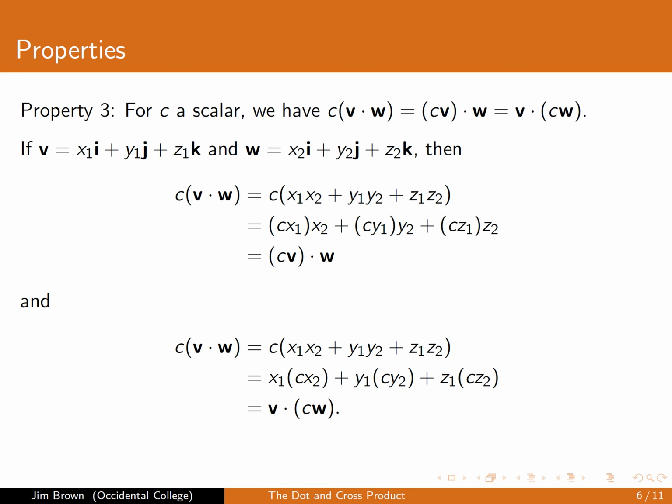So if I look at c times v dot w, first I do the v dot w in the parentheses. Now I can distribute that c across because now these are all just numbers being multiplied. And so I can put the c with the x1, the y1, and the z1 when I distribute. And then just notice that's exactly c v dotted with w. And then same thing for the second term. In that case, I just distribute the c to the second term in each of the products to get v dotted with c w. These are all just following from properties of real numbers and how multiplication and addition of real numbers works.